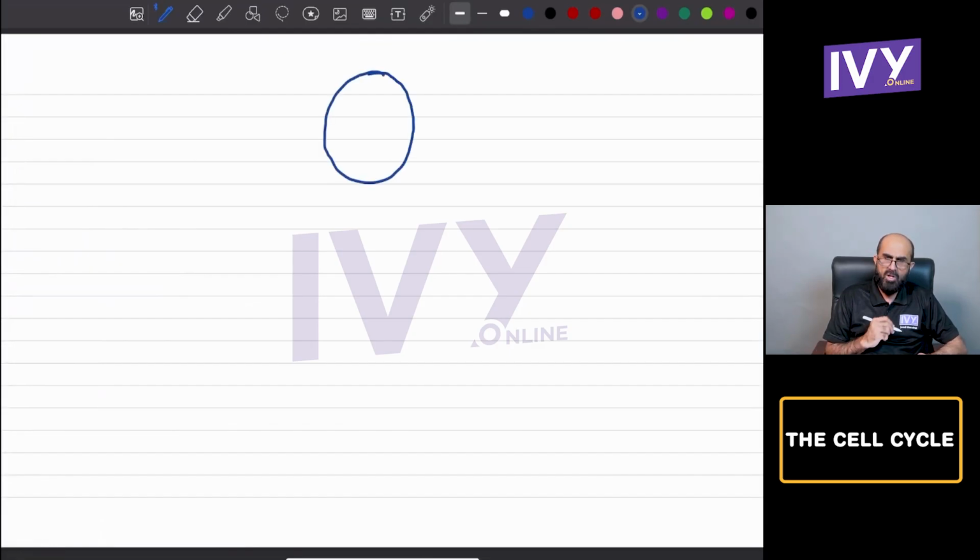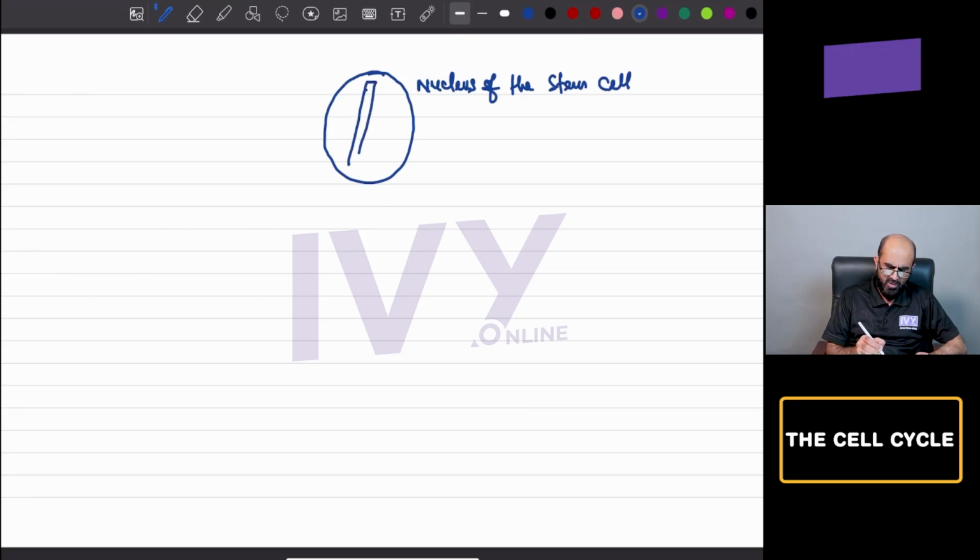This is the nucleus of the stem cell, and this nucleus has so many DNA molecules, many chromosomes. We're just talking about one chromosome, only one DNA, and that is chromosome number 6 or 5 or 7, anyone. So I'm just selecting only one chromosome from the nucleus, and I make some partitions here. These are the genes which are located on this chromosome.